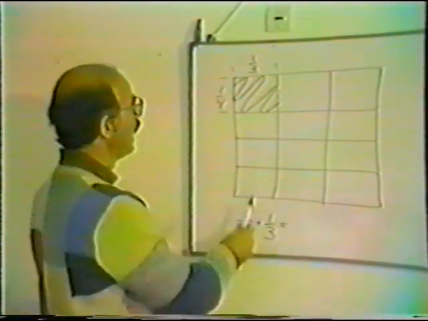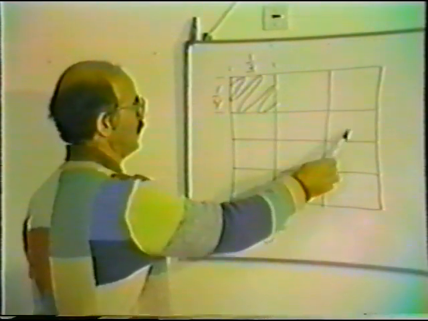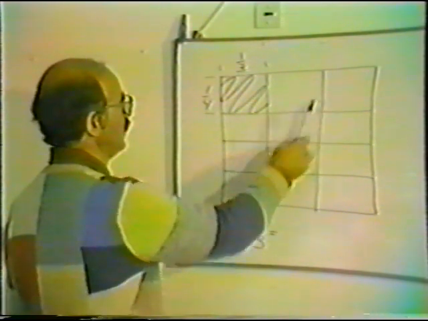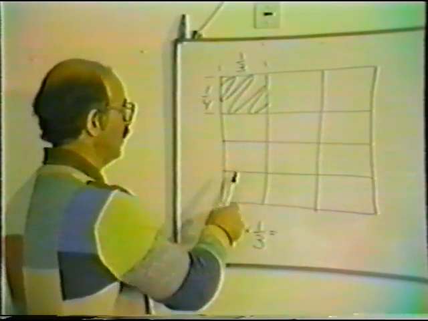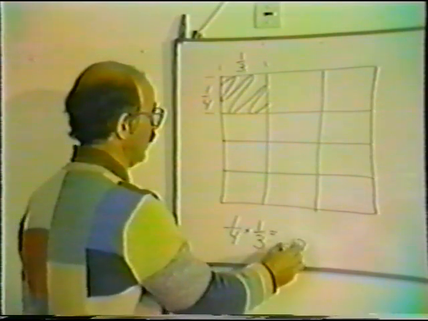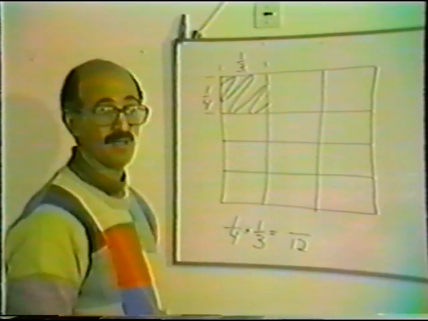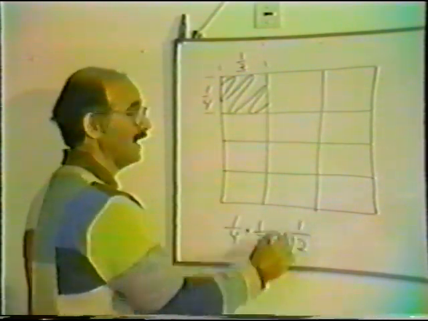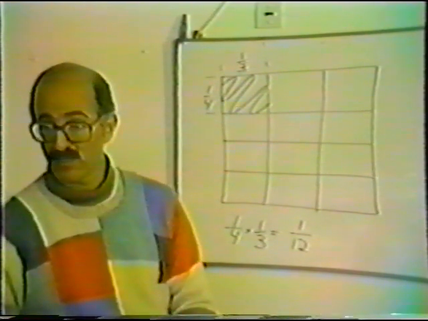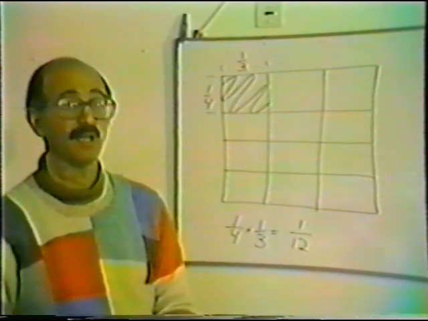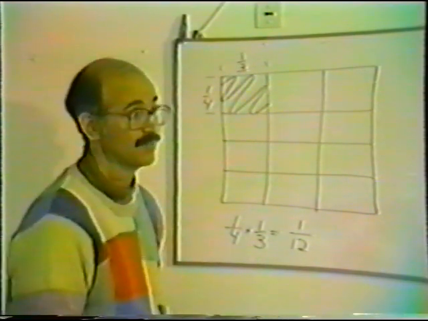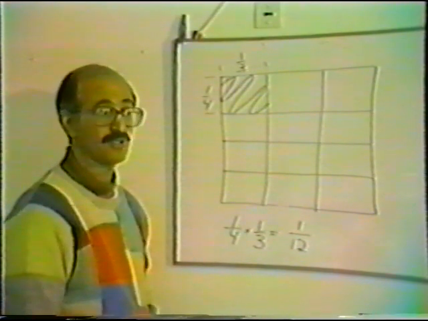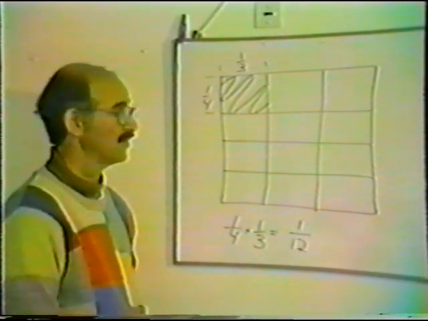Well, how many pieces are there in this whole pie? 12. 1, 2, 3 times 1, 2, 3, 4. 12. And how many of them are we eating? 1. 1 out of 12, 1/12. Now, when we multiply fractions, we do not always have to make a diagram like this, but I just did it to show you what it looks like if you draw a picture.